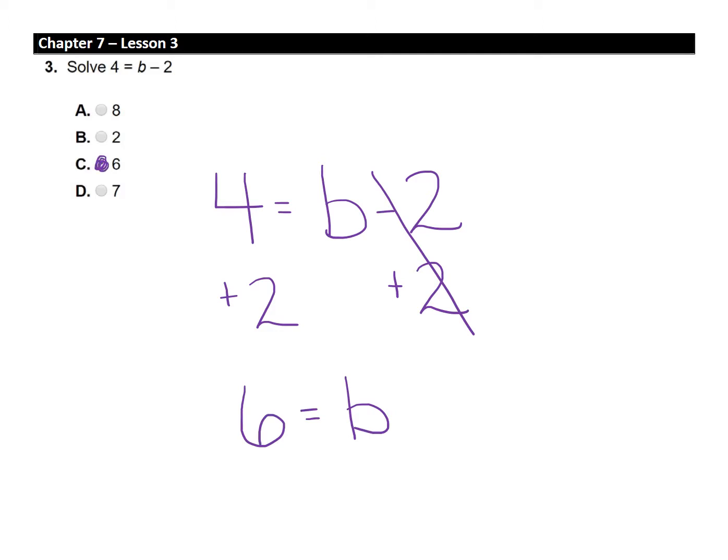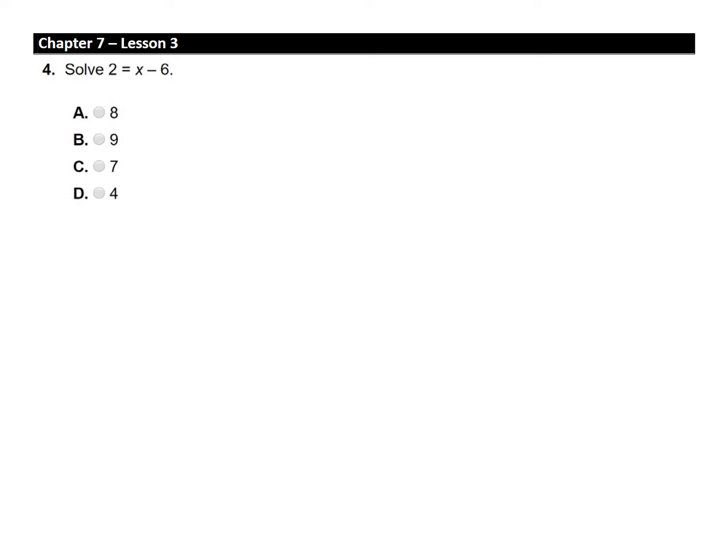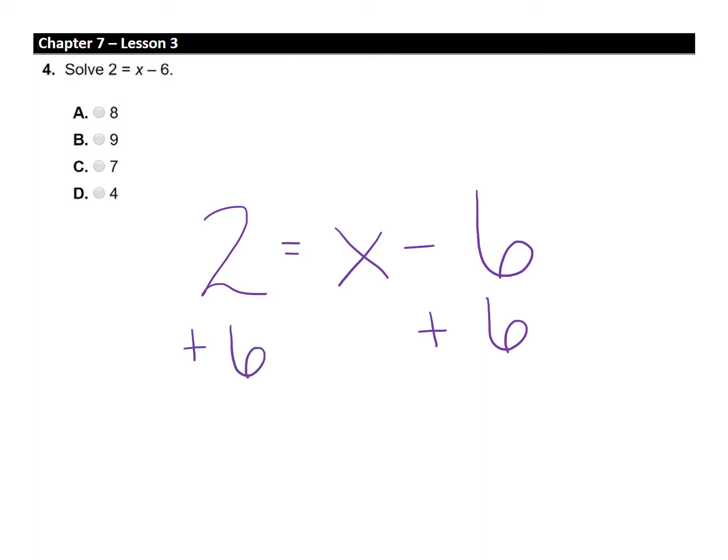Question number 4. Solve 2 equals x, subtract 6. We're going to add 6 to both sides. Take away 6, add 6, cancels each other out. X equals 8.